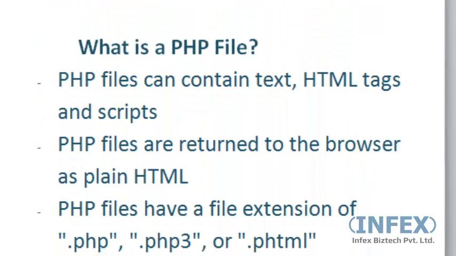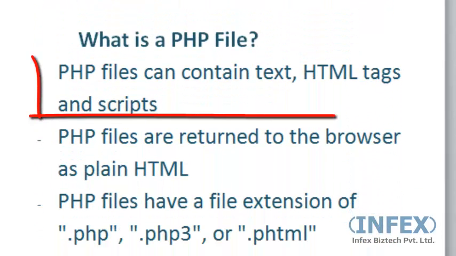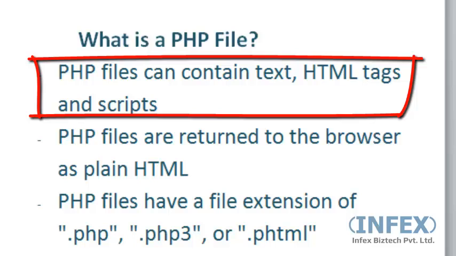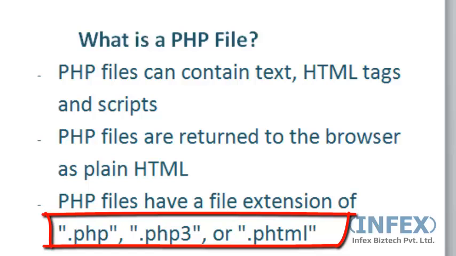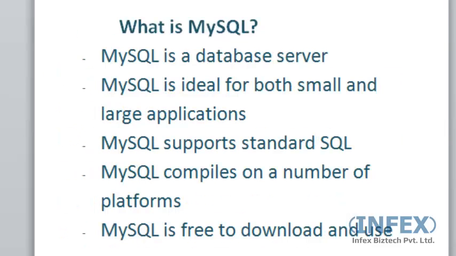Now, what is a PHP file? PHP files can contain text, HTML tags, and scripts. PHP files are returned to the browser as plain HTML. PHP files have a file extension of .php, .php3, or .phtml. In our later tutorial, we will connect a database with our PHP.